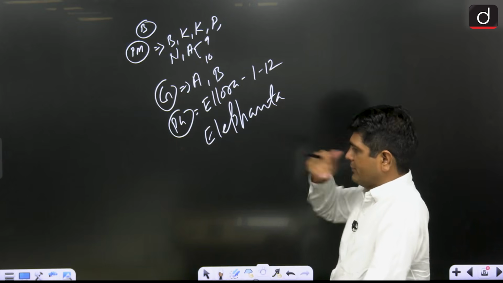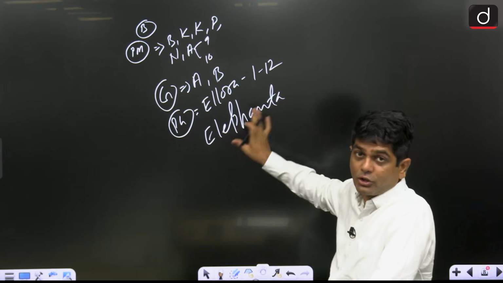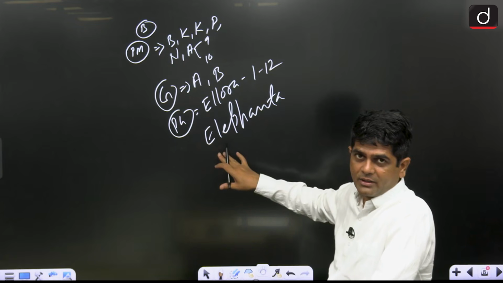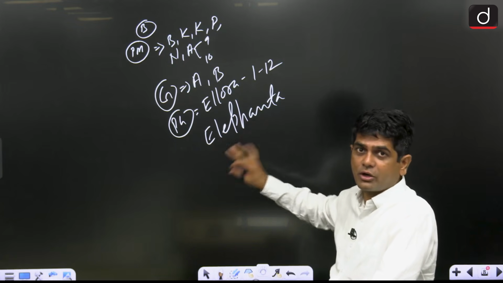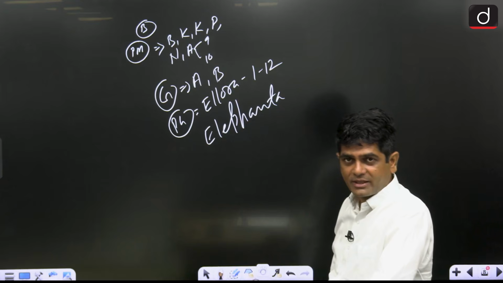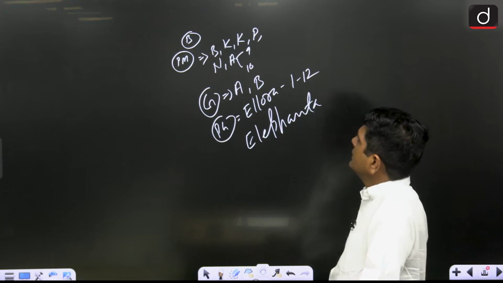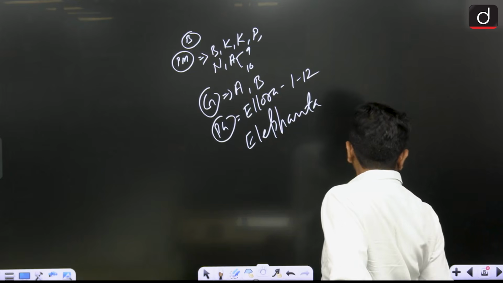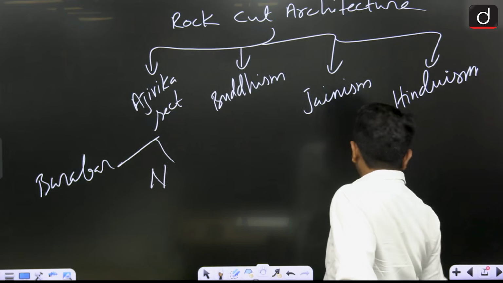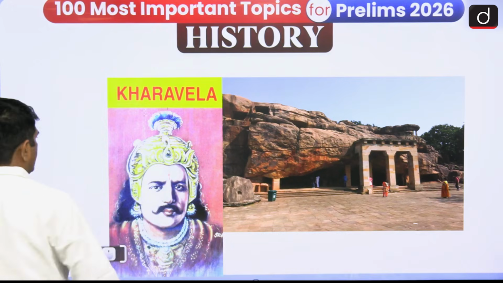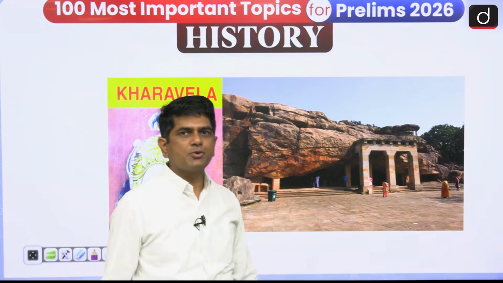So Elephanta. Here a few caves, not all, a few caves at Elephanta are part of Buddhist rock cut architecture. Getting my point? Now, towards what? The important rock cut caves related to Jainism.